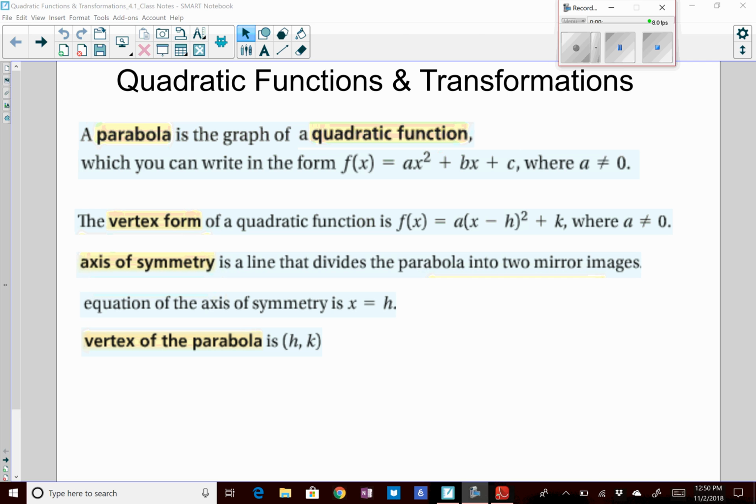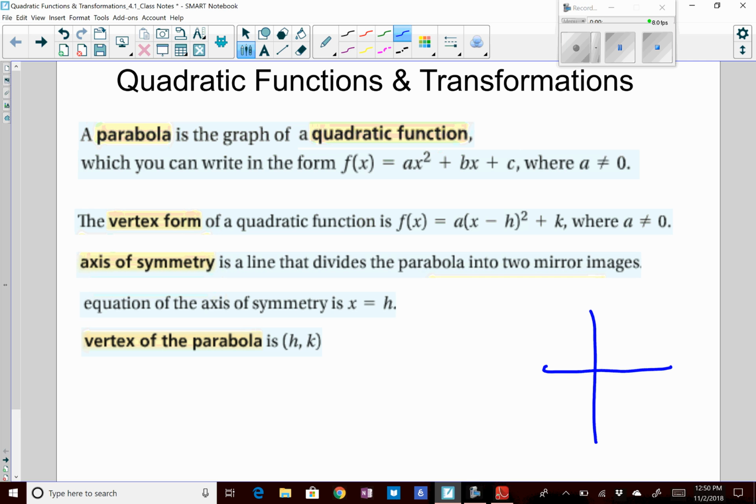Quadratic functions and transformations. So a quadratic function has a graph that's a parabola. You may recall from last year's class that a parabola is a U-shaped curve, so it would look something like that. And the equation for the quadratic function is f of x or y equals ax squared plus bx plus c. So you'll know that you have a quadratic function if you see an equation in that form.